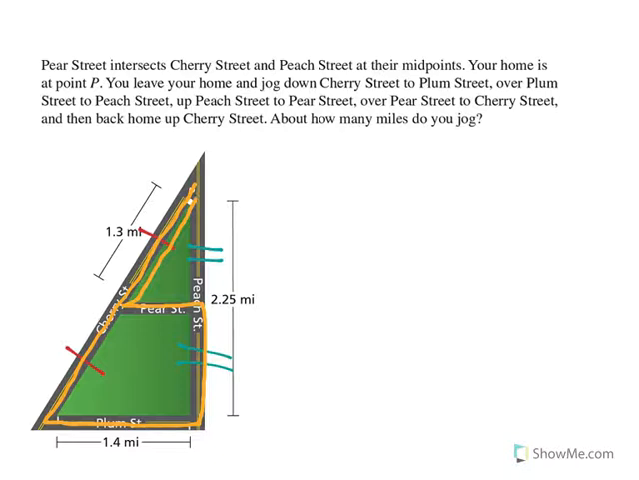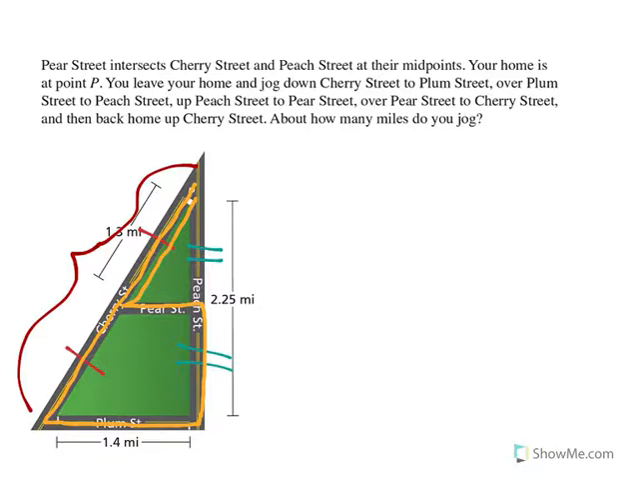Okay, so we need to find the total length of how far we jogged, how many miles we jogged. So let's first start looking at the very beginning part. Here, we start off from our home all the way down to Plum Street. How far is that distance going to be? We know that part of it is 1.3. Think about from your home to Pear Street, we know that's 1.3 miles.